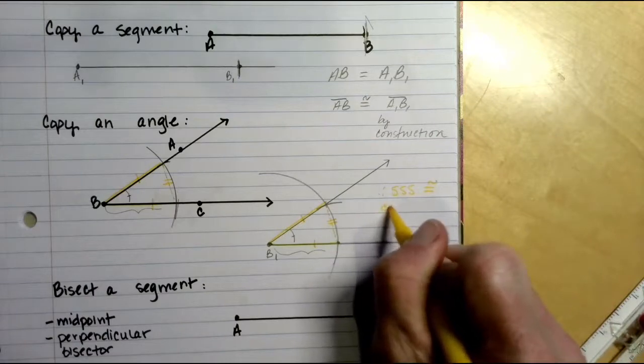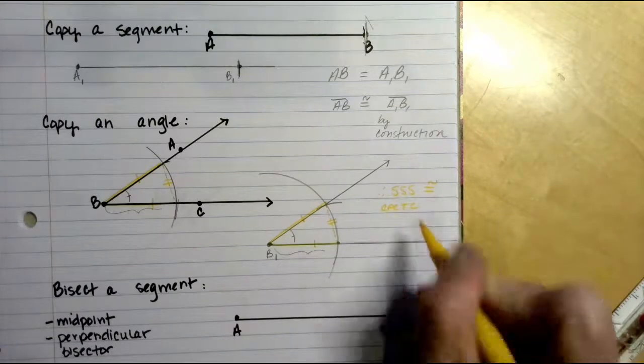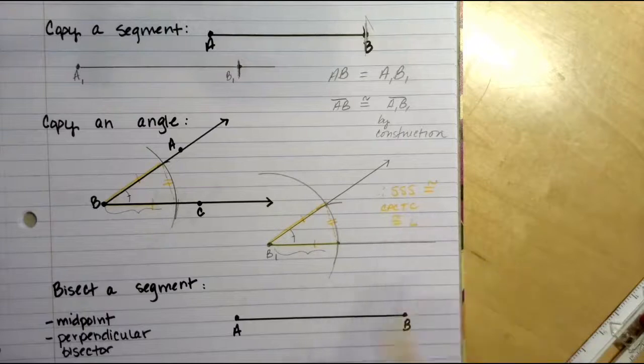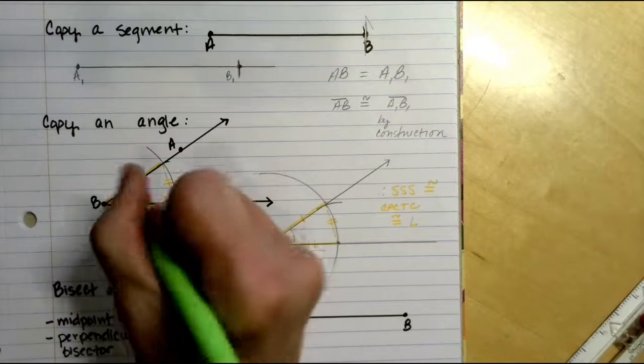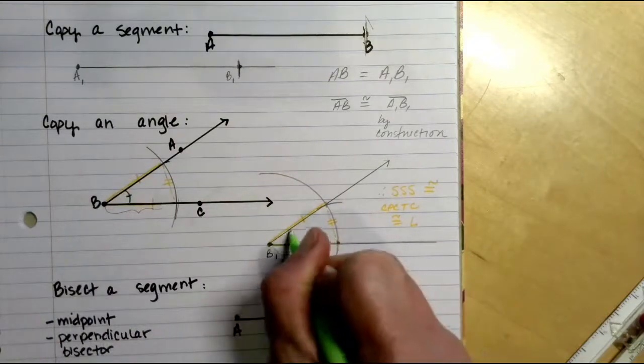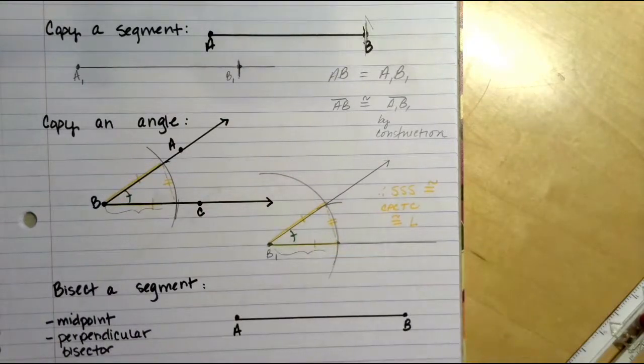So then CPCTC guarantees the congruent angles. So then I know that this angle is congruent to this angle because of side, side, side congruence.